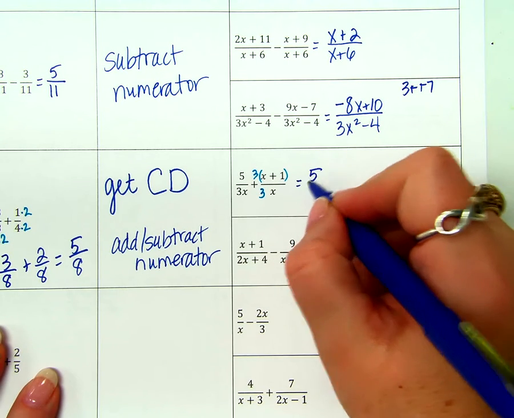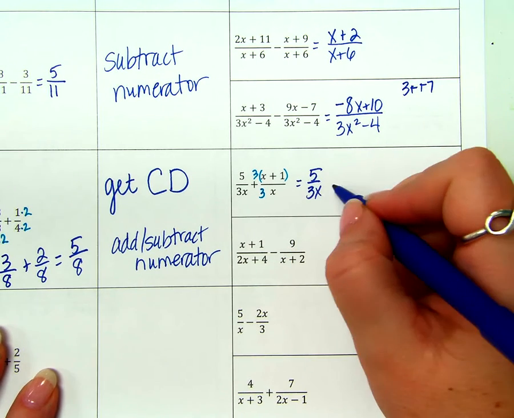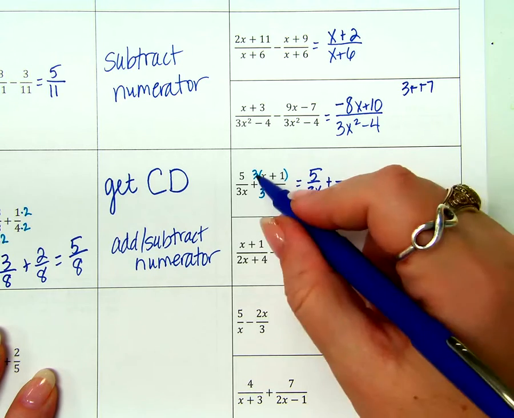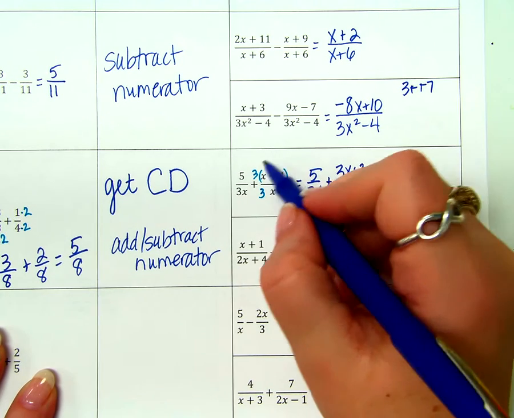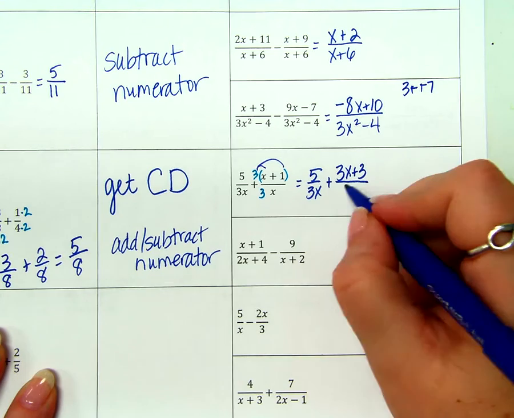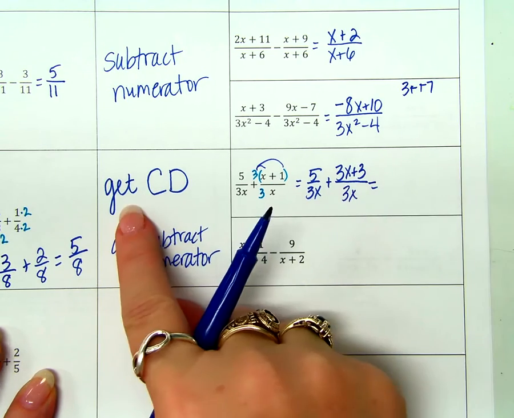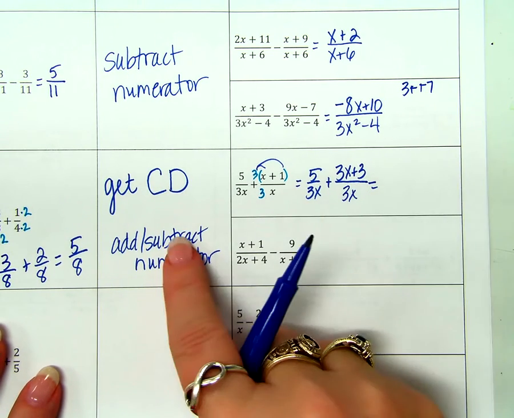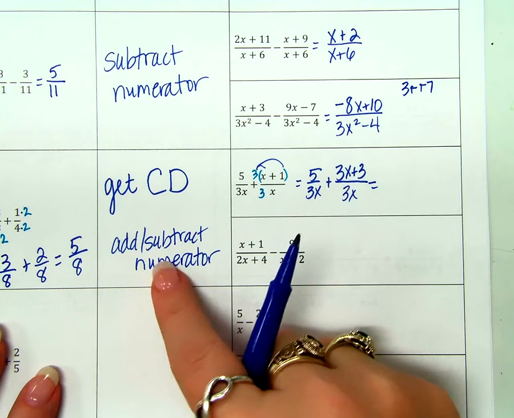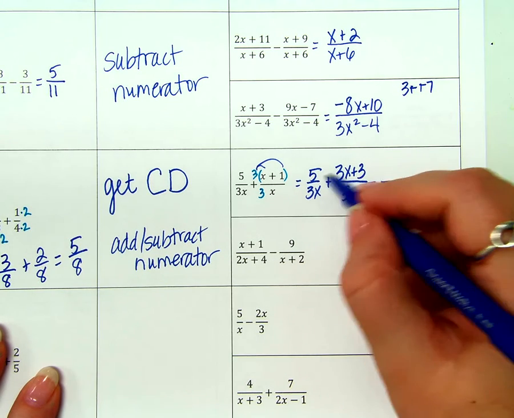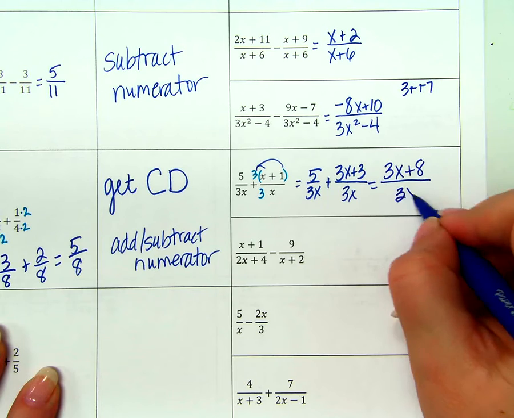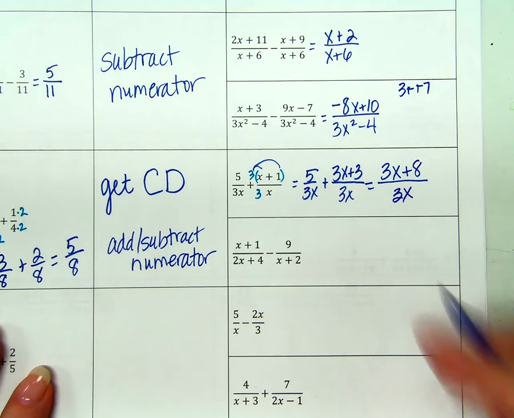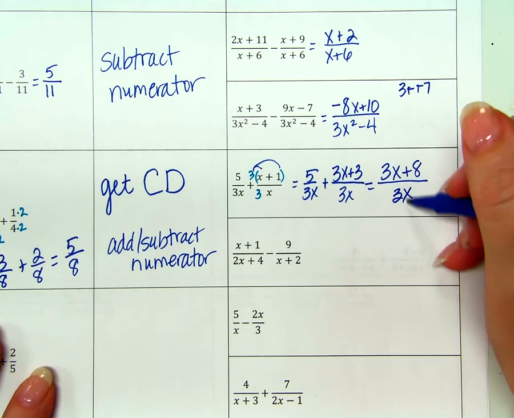The first one stayed the same, so I'm going to leave it alone. What does the second one become? 3x plus 3. Yeah, because remember I distribute, right? Over 3x. Now I have a common denominator and I've simplified my numerator. So now what do I do? Add or subtract my numerator. 3x, very good, plus 8 over 3x. Then I cross out my 3x's.